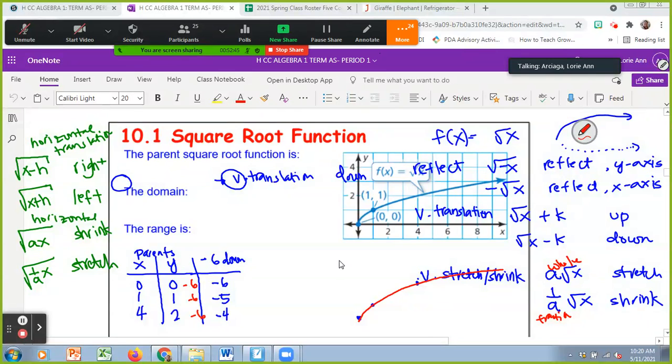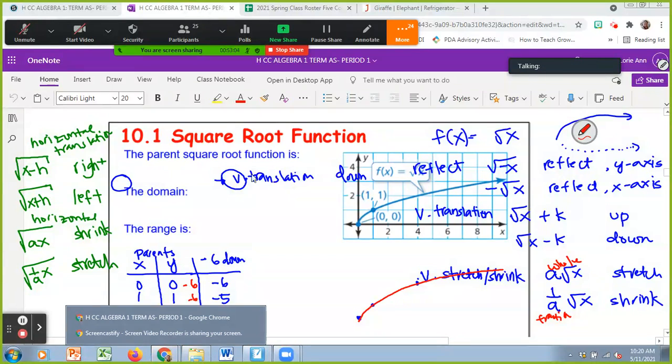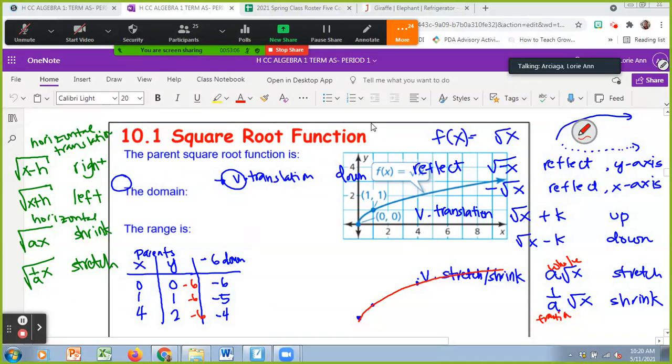So the second one would be by using the table, which is my favorite because you can graph anything if you know how to create the table.